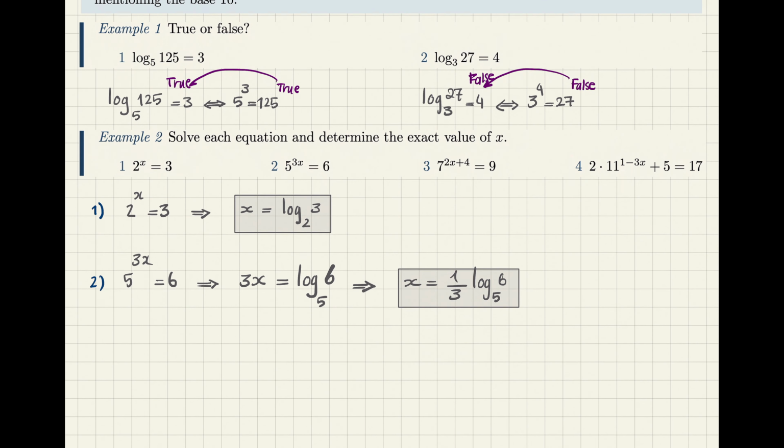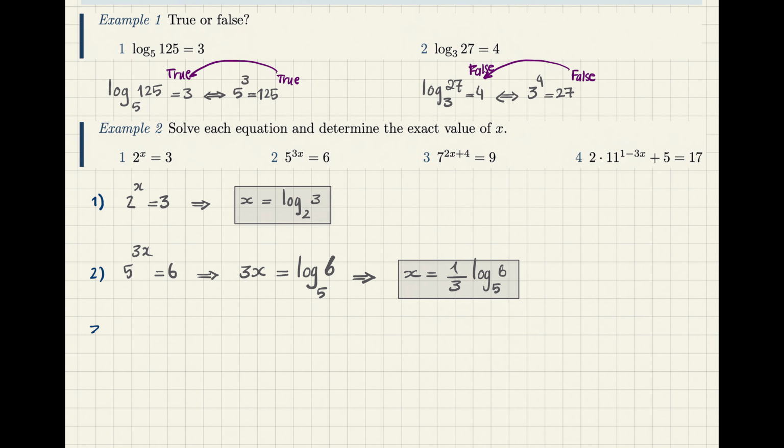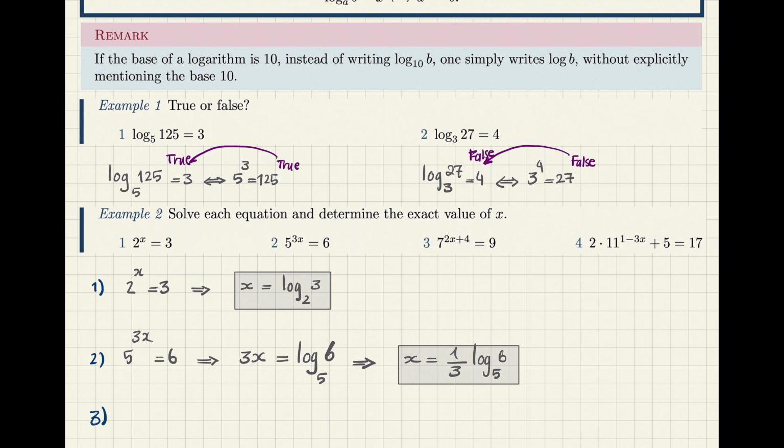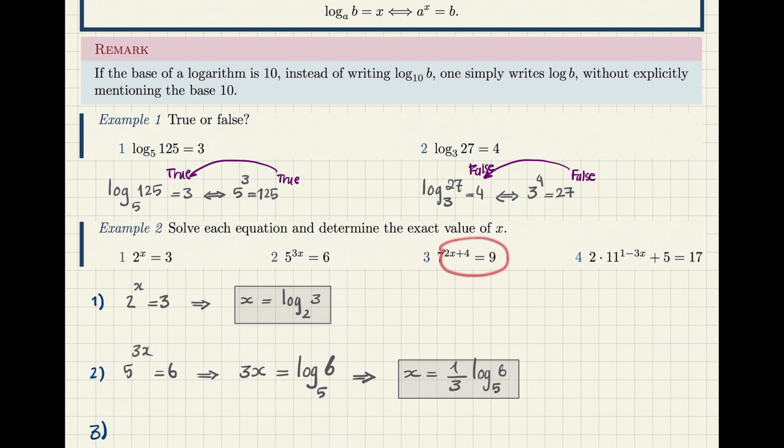Okay, we go to number 3. So here you see that I have this situation, and again I can compare this with that equation here. If I compare this one with this one, you see that 9 is playing the role of B, 7 here is playing the role of A, and the whole package in the exponent, 2x plus 4, is playing the role of this x. So if I translate this exponential equality into its equivalent logarithmic equality, then more or less I am done.